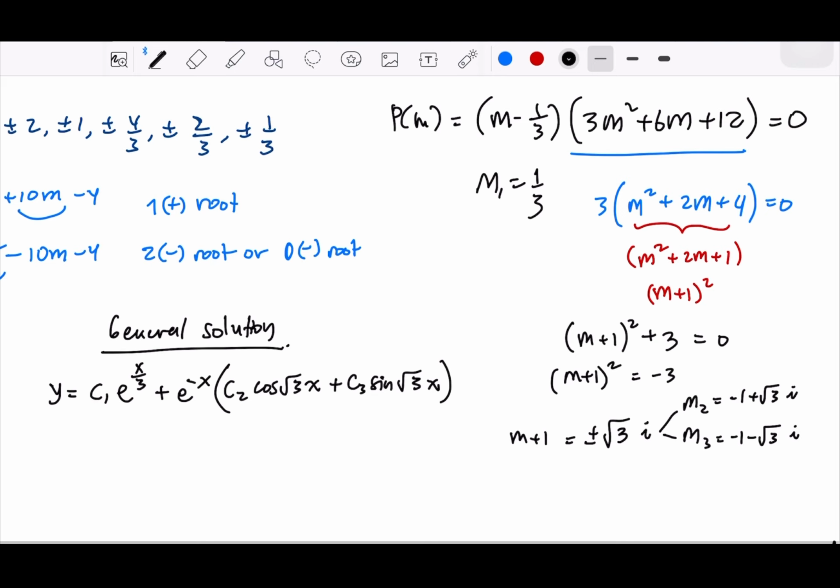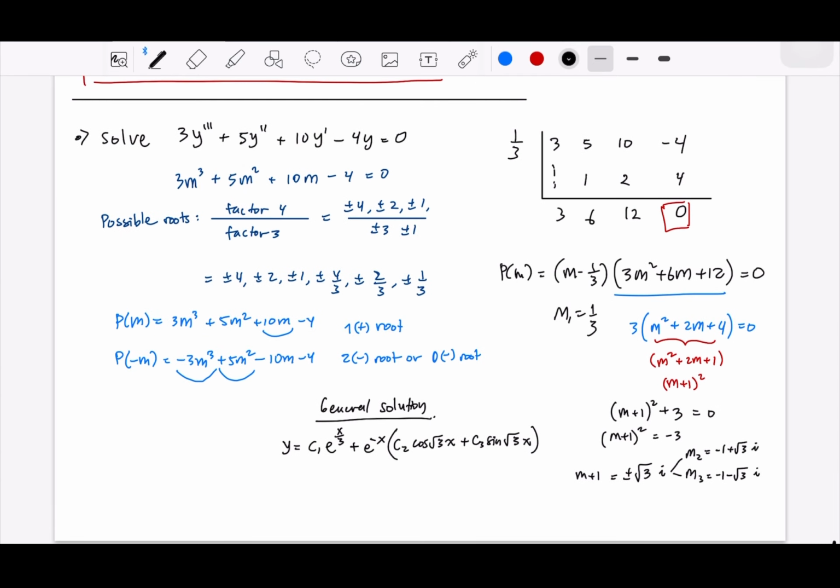Okay, after this, we are going to move to the next technique, which is the undetermined coefficient. That is a technique for solving the non-homogeneous. So remember, all this part, the constant coefficients, it will work only on the homogeneous. Okay. This is the general solutions.